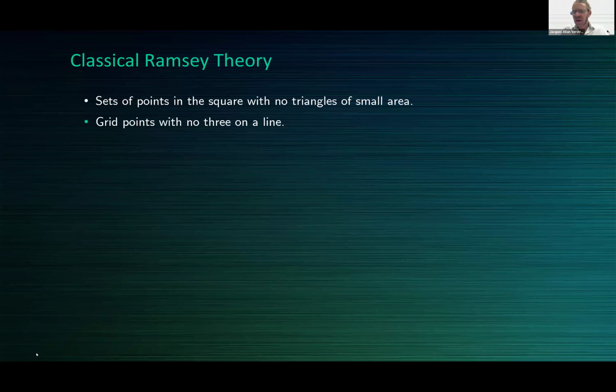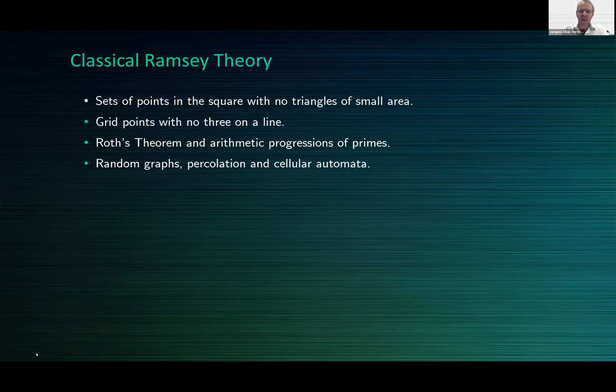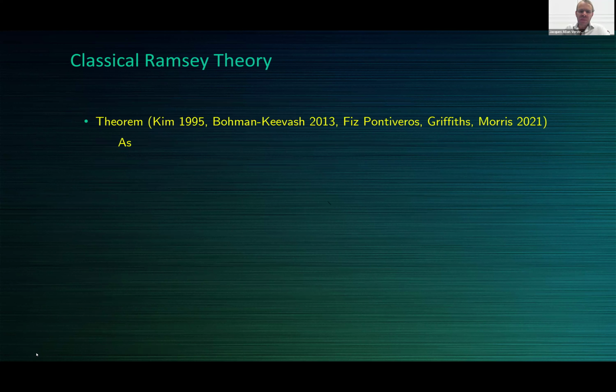Grid points with no three on a line. That's a pretty famous one, the no-three-in-line problem. Roth's theorem and arithmetic progressions of primes, random graphs, percolation, cellular automata, the orchard planting problem, and so on. So I'm not going to go on about all these problems. Let me mention, though, there is a lower bound for some Ramsey numbers. So this is, in other words, trying to find a construction of a coloring of a large complete graph. And there is one of order about t squared over 4 log t, say, that gives a lower bound on R3,t.